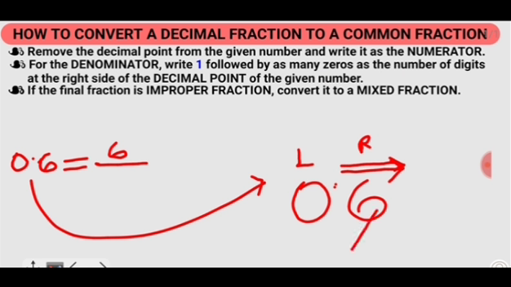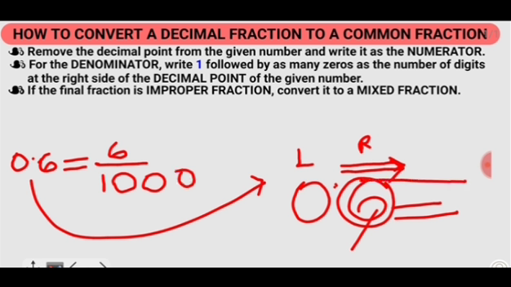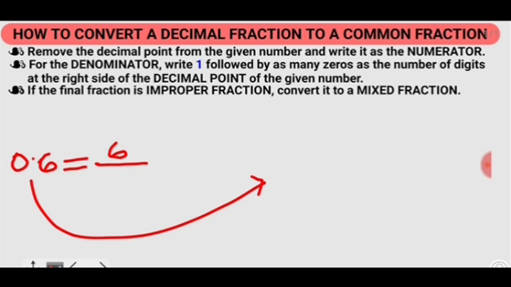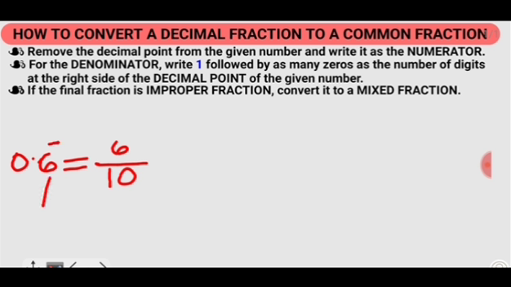So how do you write the denominator? You write 1, correct? So 1 followed by how many zeros? One digit means you need to write 10, okay. If there are two digits, you have to write two zeros. If there are three digits at the right side of the decimal point, you need to write three zeros, according to the number of digits at the right side of the decimal point of the given number. So what is our denominator now? Finally, the denominator is 10, because on the right side of the decimal point there is only one digit. So 6 divided by 10 is our fraction.